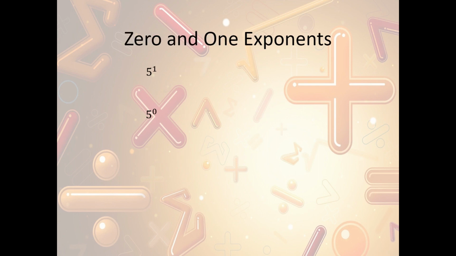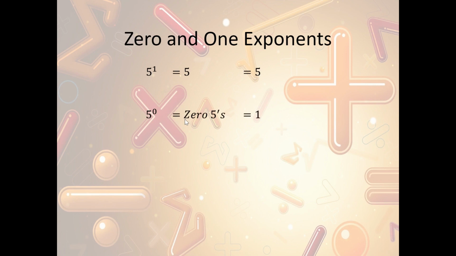Now what about 0 and 1 exponents? So 5 to the first power. Well, 5 to the first power is just 1 5, right, times itself. So 5, that's it. So that's just 5. Now 5 to the 0 power. So there's 0 5s, and that's equal to 1.